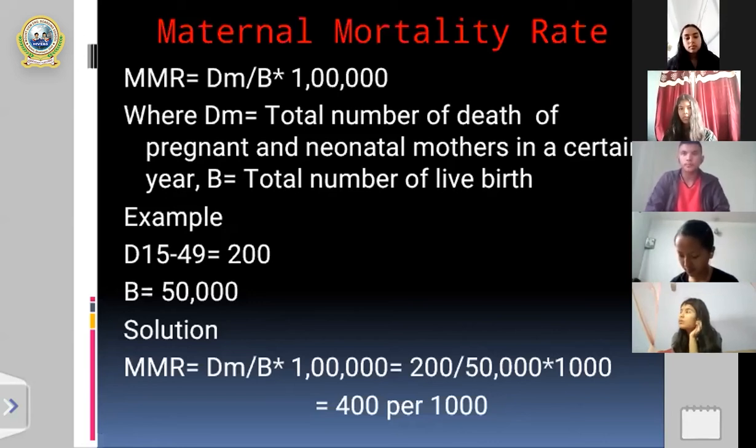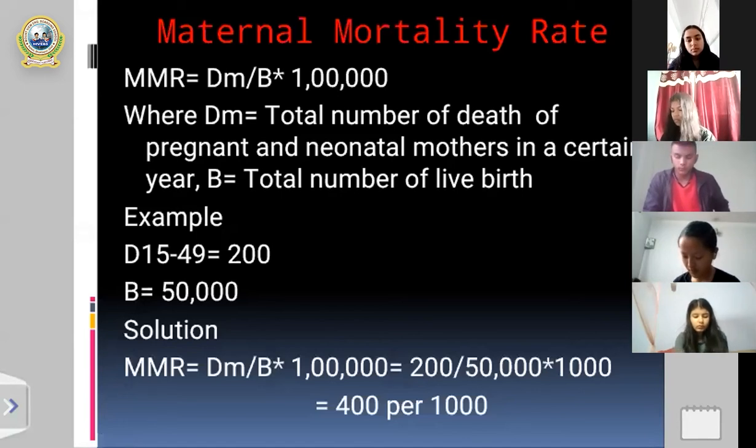Now there is one more example. Suppose D 15 to 49. My dear students, don't be confused. In the example, there is D 15 to 49, which means under the age of 15 to 49. It means the total deaths of mothers under the age of 15 to 49 equal 200.